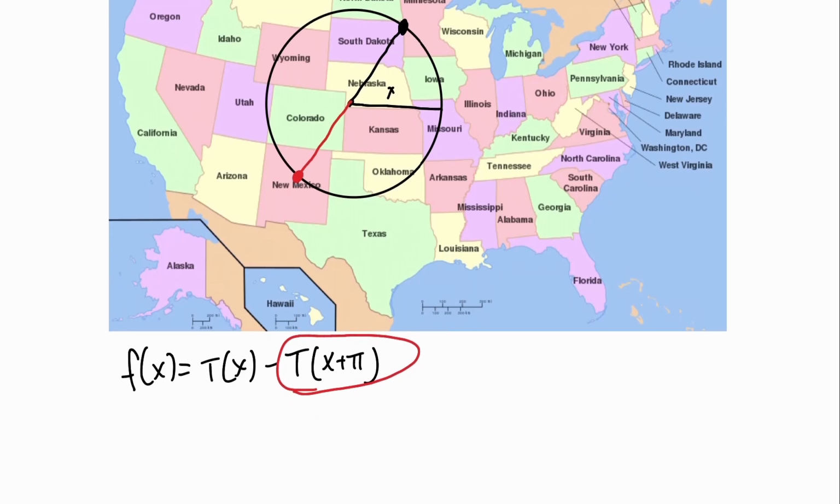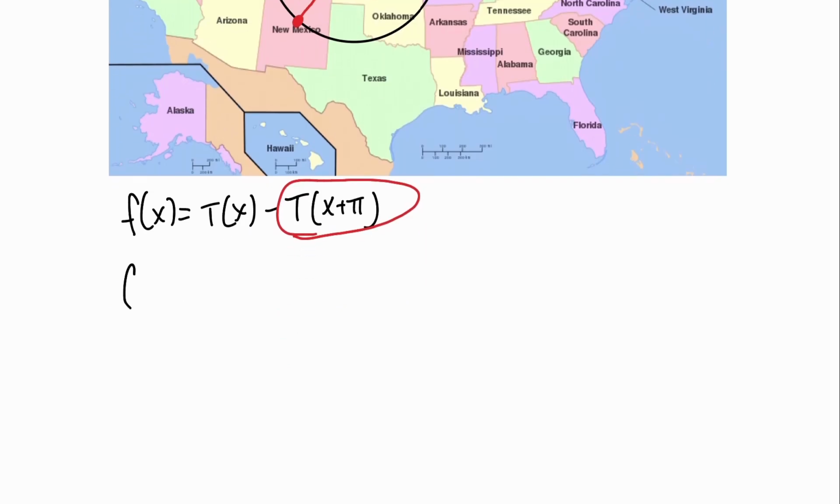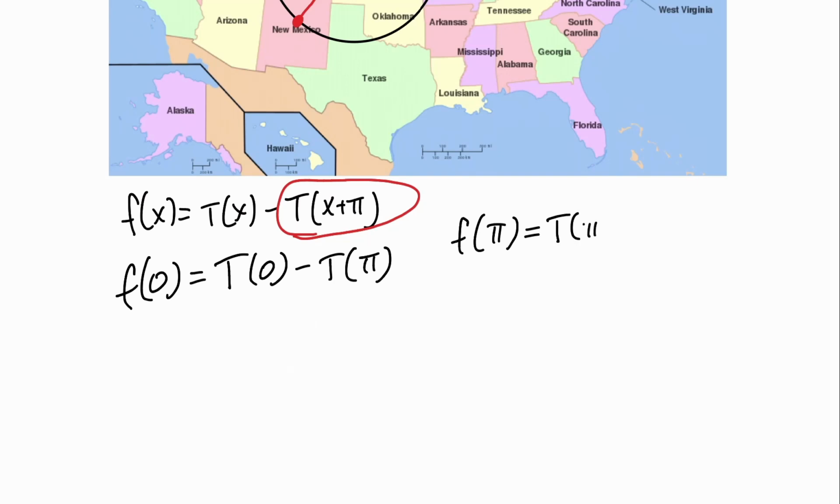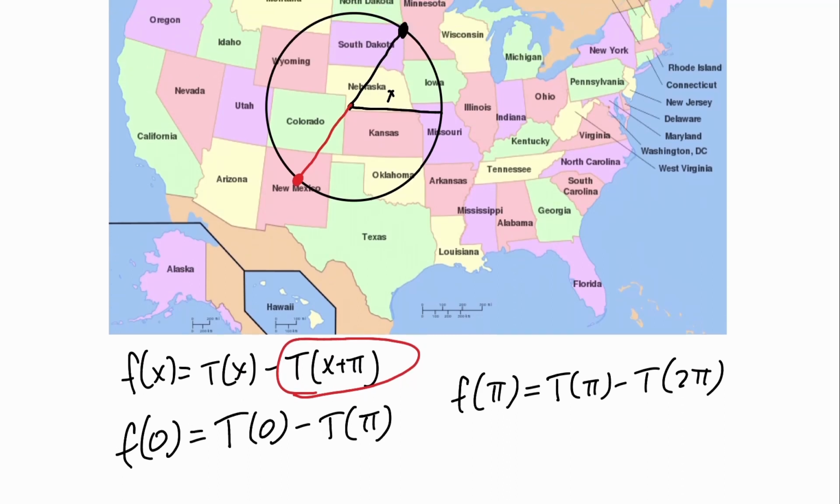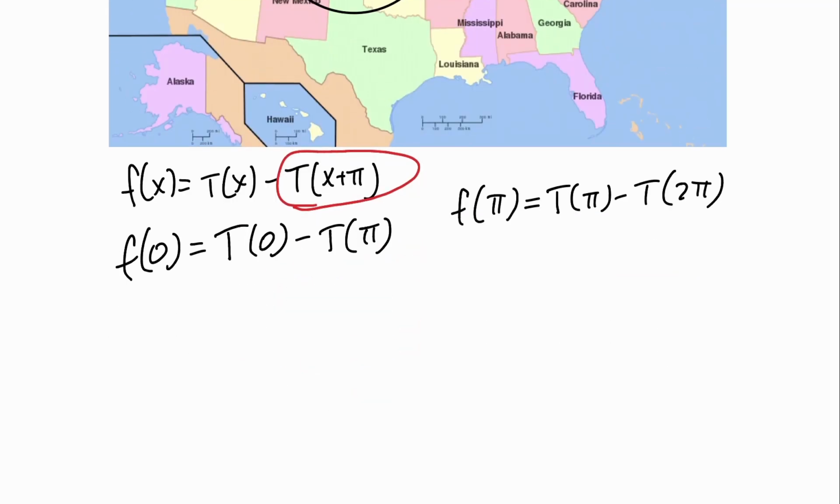And what's cool about this? Well, notice that f of 0 is T of 0 minus T of pi. That's not a surprise. Okay, but also notice f of pi is T of pi minus T of 2 pi. But what does 2 pi radians mean? Well, a rotation of 2 pi radians, if we start here and rotate by 2 pi radians, we get right back where we started. So 2 pi radians is the same as 0 radians.